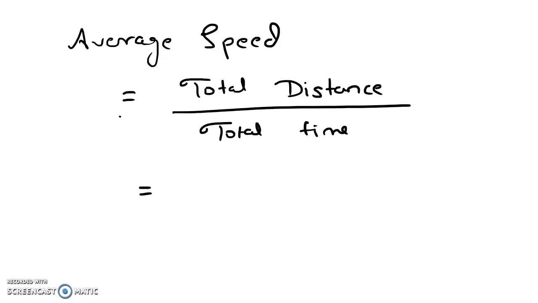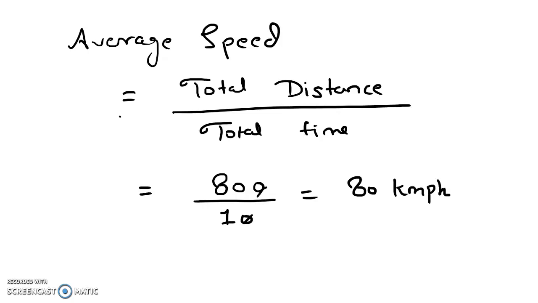Total distance is 600 plus 200, that is 800. Total time is 4 plus 6, 10 hours. Whatever it was, I just need to show you 80 kmph. So this was your average speed.